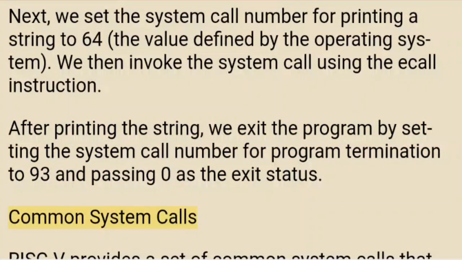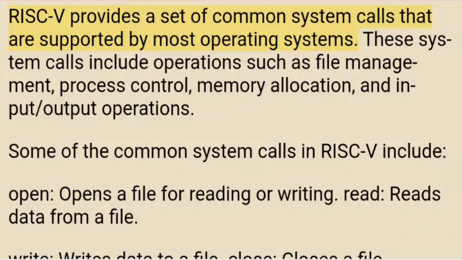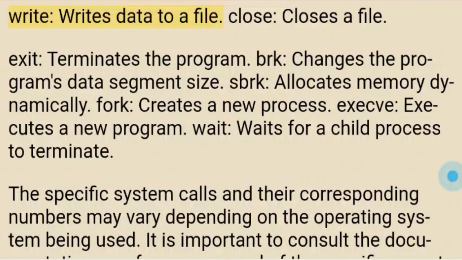Common system calls. RISC-V provides a set of common system calls that are supported by most operating systems. These system calls include operations such as file management, process control, memory allocation, and input-output operations. Some of the common system calls in RISC-V include: open, opens a file for reading or writing. Read, reads data from a file. Write, writes data to a file. Close, closes a file. Exit, terminates the program.